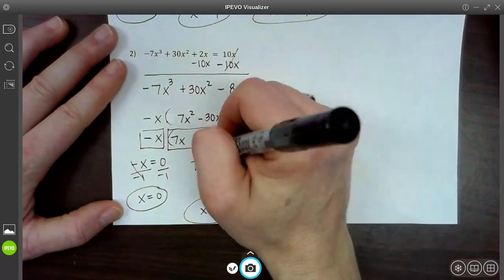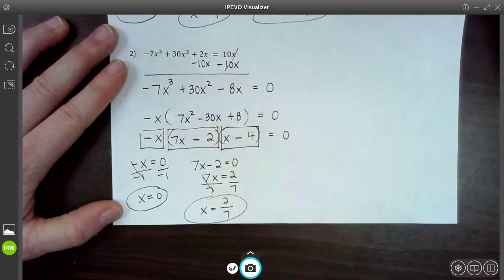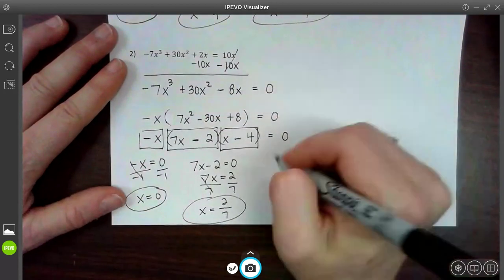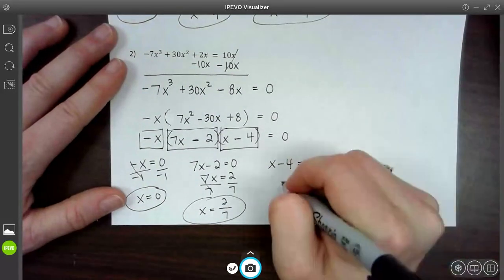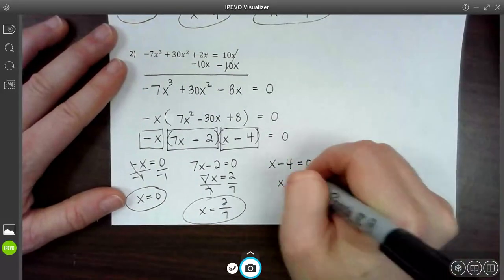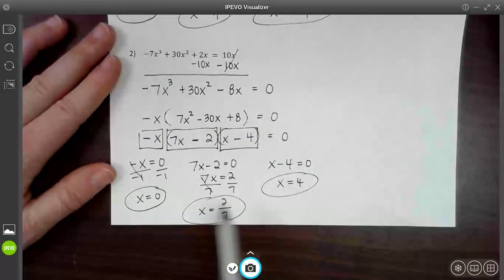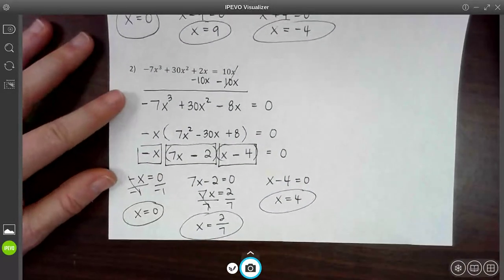And then last, what's it going to take if this factor has to be 0? What does x have to be in order for x minus 4 to equal 0? Add 4, and x has to be 4. And that is your third answer to this degree 3 equation.